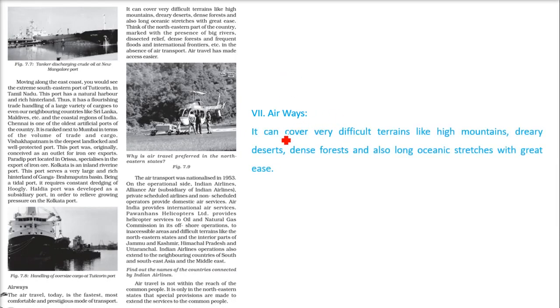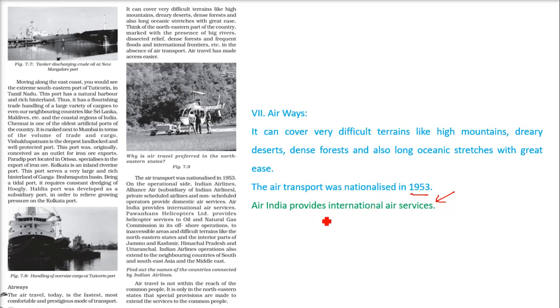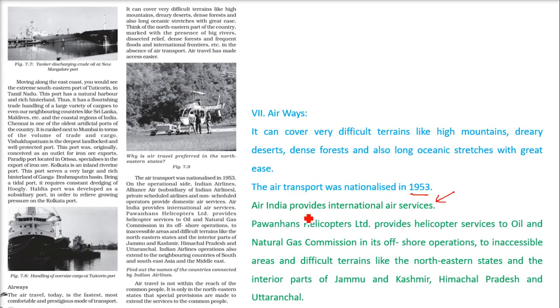Coming to airways, that means using the air for transportation purposes. It can cover very difficult terrain like mountains, even deserts, dense forests, and long oceanic stretches with great ease. Air transport was nationalized in 1953, and Air India provides international air services. That is, it is a government institution. And Pawan Hans provides helicopter services, because there are certain places which are not very far, or where you only require a few people to go.